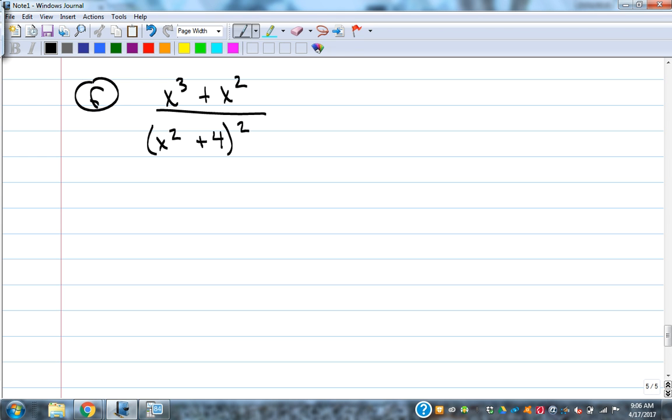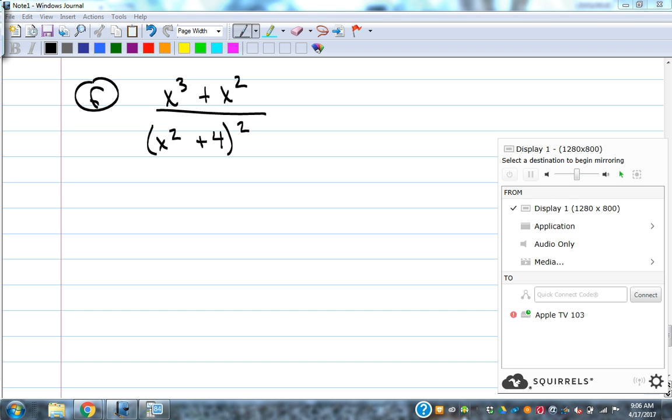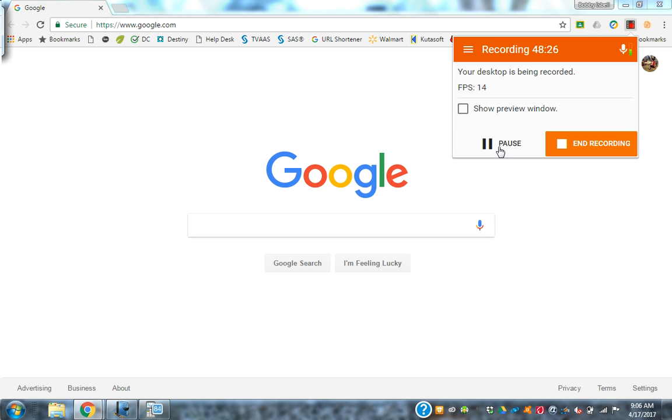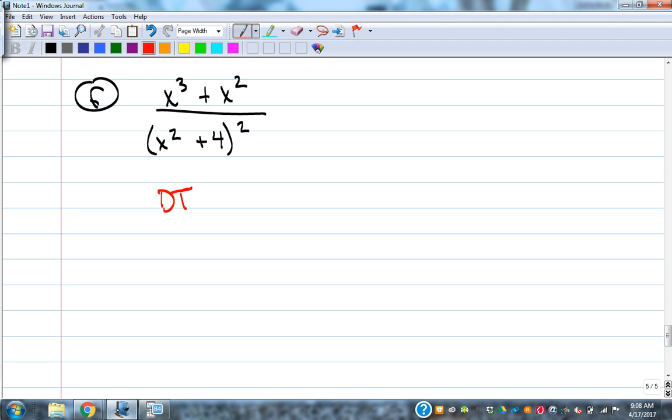All right. x cubed plus x squared over the factor x squared plus 4, squared. What's the degree of the numerator? No, 3. The degree of the denominator would be 4, because you've got x squared squared. Our decomposition template for that is going to have x squared plus 4 and then x squared plus 4 squared.